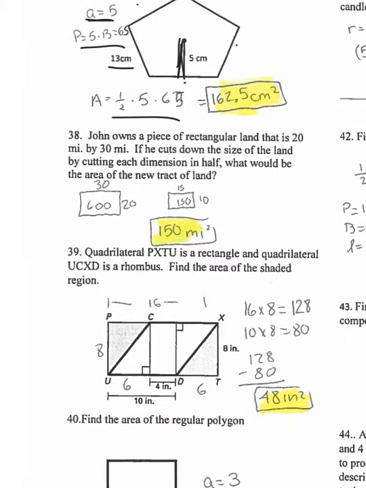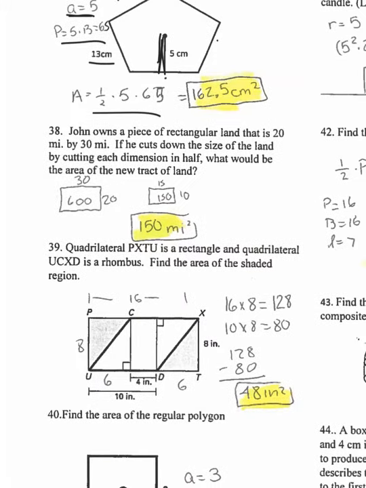John owns a piece of rectangular land that is 20 miles by 30 miles. If he cuts down the size of the land by cutting each dimension in half, what would be the area of the new tract of land? So 30 by 20 gives you an area of 600 square miles. If he cuts everything in half, 15 by 10, that's only 150. So the new area specifically would be 150 square miles, but notice that 600 to 150 is not cut in half. That's cut to a fourth, right? Because that 1/2 scale factor gets squared for area.